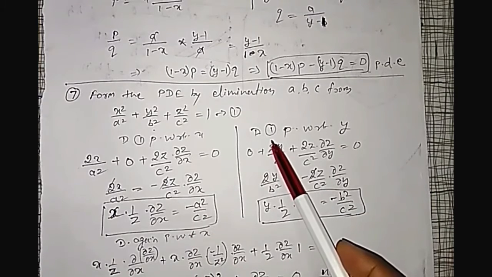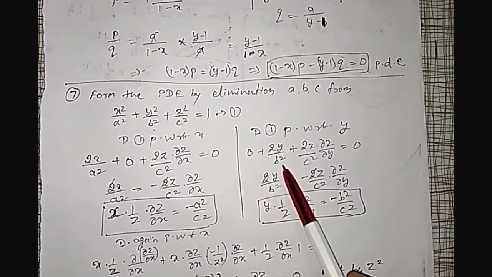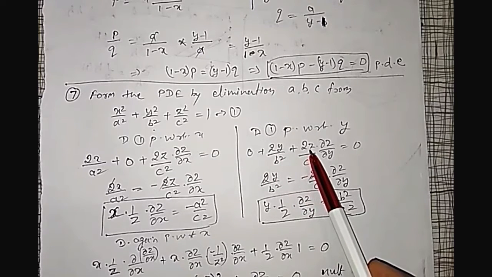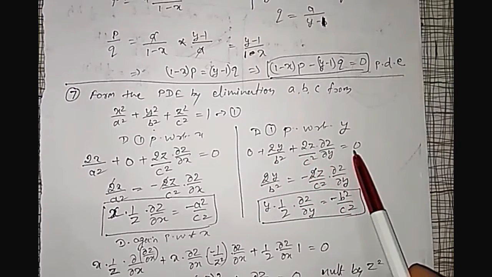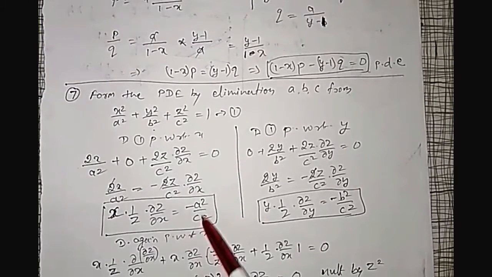Like that, if you differentiate partially with respect to y, you will get 0, plus 2y divided by b square, plus 2z by c square into dou z by dou y, equal to 0. Simplifying this, the 2 cancels, y into 1 by z dou z by dou y equal to minus b square. If you want to eliminate a and c from both equations, it is not possible. Only c square I can eliminate, but not a square and b square. That's why you have to differentiate this one again with respect to x.